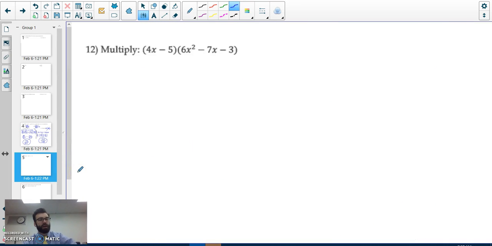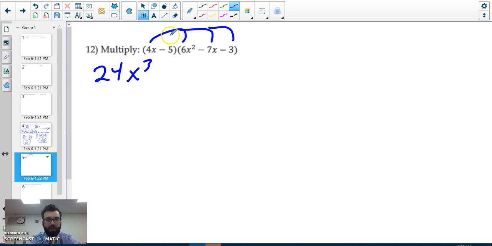12. All right, so we have a binomial times a trinomial. We want to distribute this 4x to everything in our trinomial. So 4x times 6x squared is 24x cubed. All right, 4x times negative 7x gives me negative 28x squared, and 4 times negative 3 gives me negative 12x.